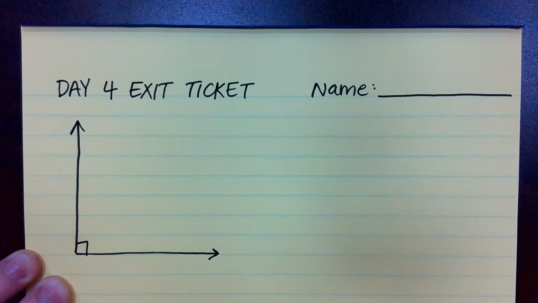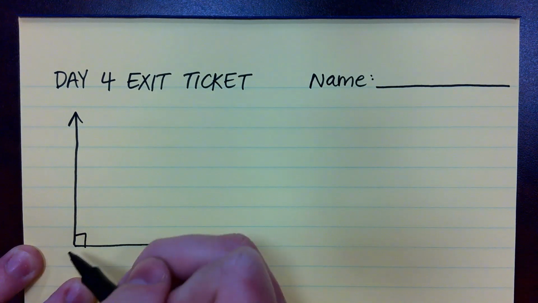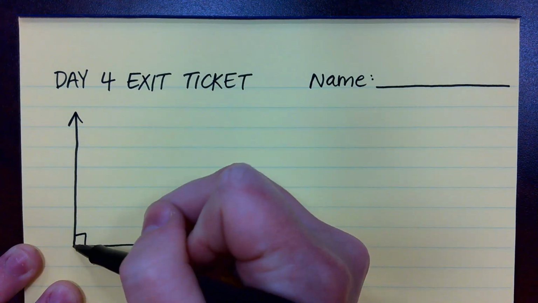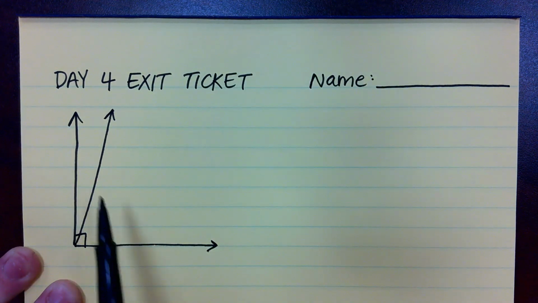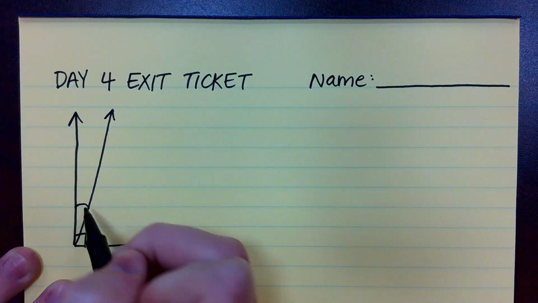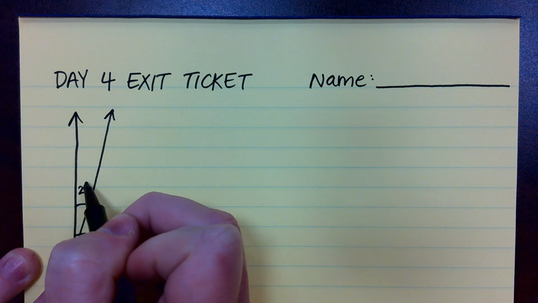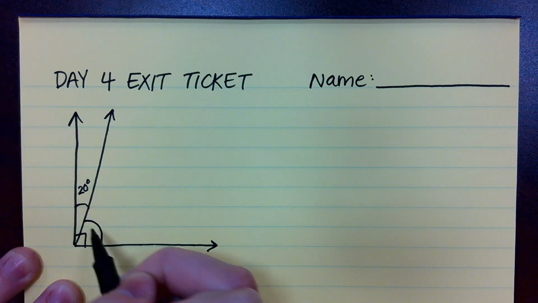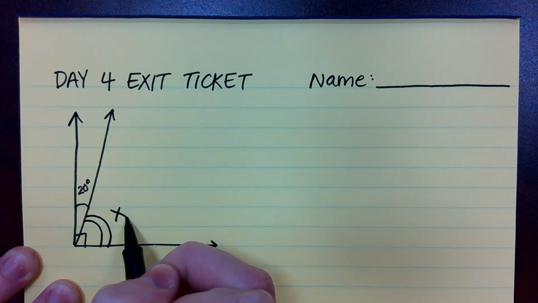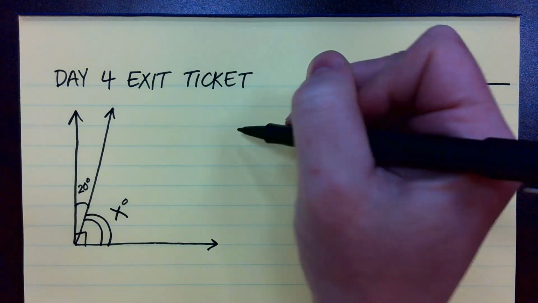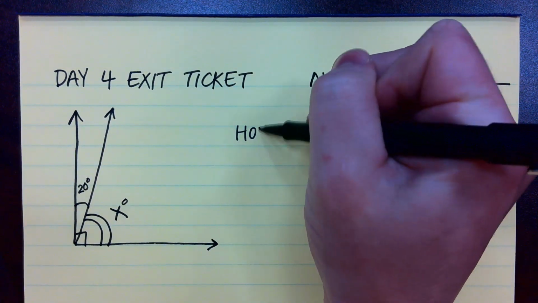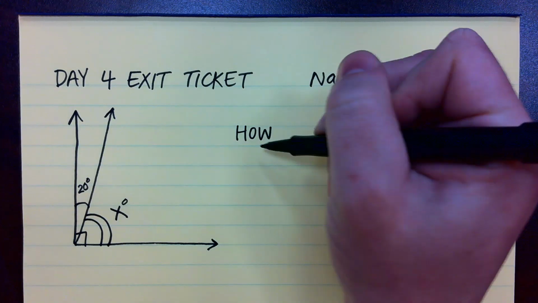So right here, I've got a 90-degree angle, and two adjacent angles. This one up here is 20 degrees. And I want to know how many degrees is angle X.